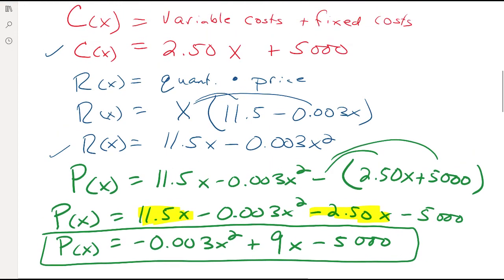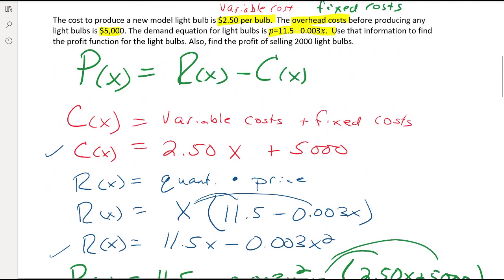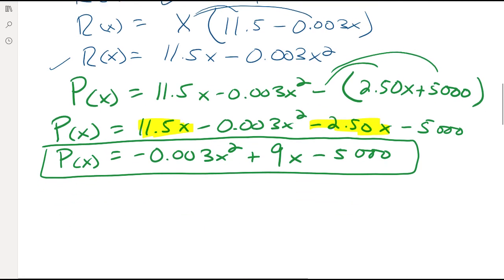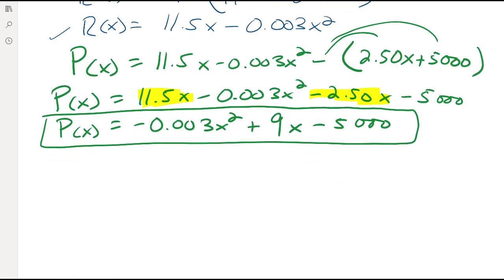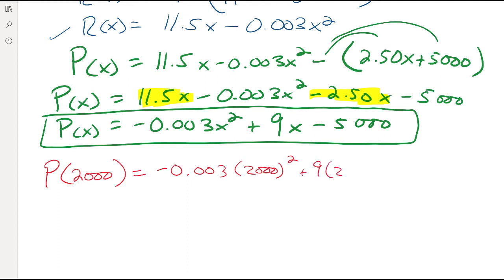Okay. All right. The question also says, hey, find the profit from selling 2,000 light bulbs. Okay, we could do that. So that means all we need to do is plug in 2,000 for x, because x represents the number of light bulbs. So it's going to be a negative 0.003 times 2,000 squared plus 9 times 2,000 minus 5,000.